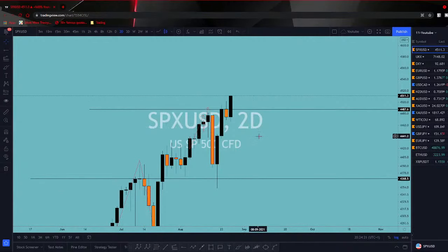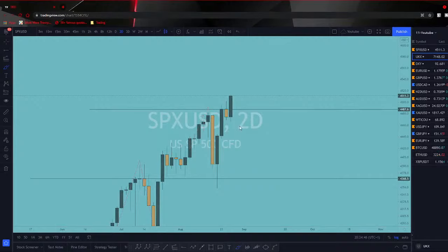For the indices, as long as we are above this, on any retracement we'll be looking for continuation of the upmove. As you can see around these areas, it retraced to a candle that was identified and we took it long. Same thing around here. That was Friday.